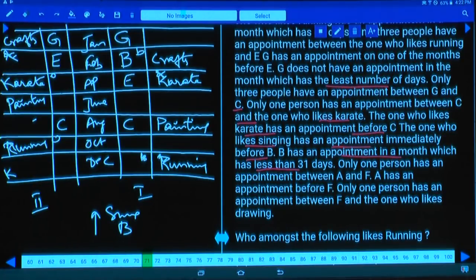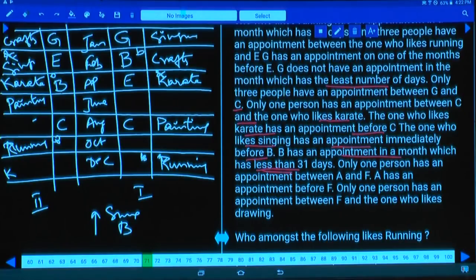Then coming to this one, B cannot have a month with 31 days. B cannot be at this place, and B must be at this place. If B is here, then singing must be in the month of Feb. And in this case, singing must be in the month of January.